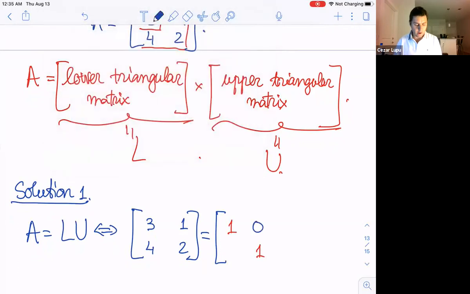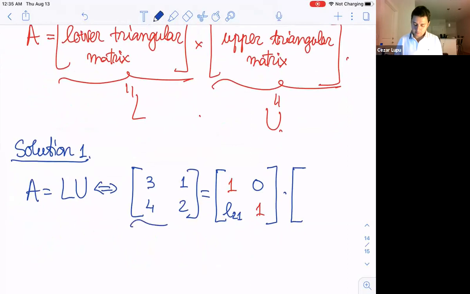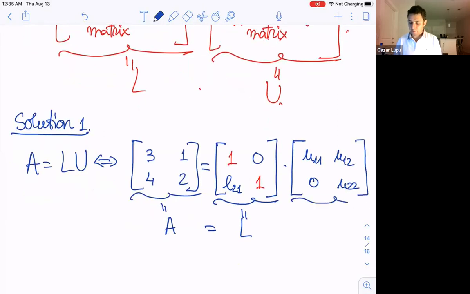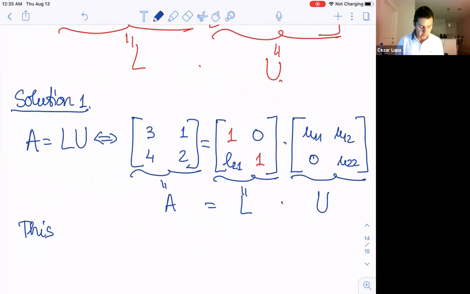You'll have a 0, and here you'll have an element, let's call this L21, right? Times, this is A, this is L, and this guy will be U, which is U11, U12, 0, and U22. Like I said, it's just a generic upper triangular matrix. And now guess what? We're just going to do basic algebra. We're going to multiply. We're going to do this multiplication here of L and U. This implies the following system of equations.